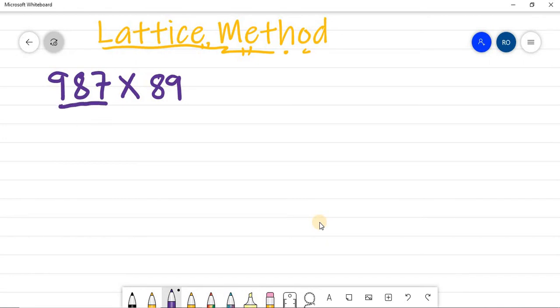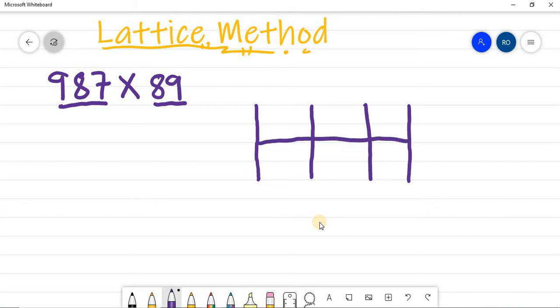987 has 3 digits. Meaning to say, we have to draw a box containing 3 columns. And then as you can see, our multiplier has a 2-digit number. So we have to draw 2 rows.